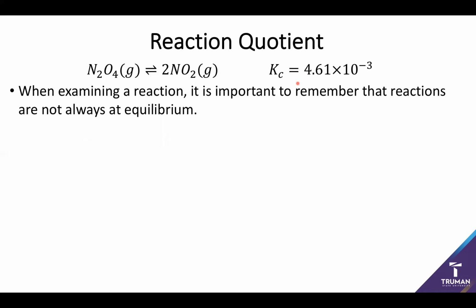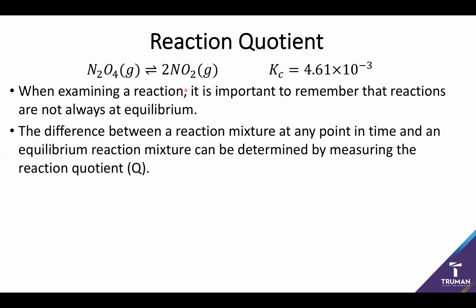So for example, let's look at the decomposition of dinitrogen tetroxide. In this case, our equilibrium constant is less than 1. That tends to mean that we're going to favor reactants over products. However, we don't know whether we have more reactants or products at all. So I need some sort of variable to tell me what the exact momentary composition of a system is. And that's where the reaction quotient comes into play.